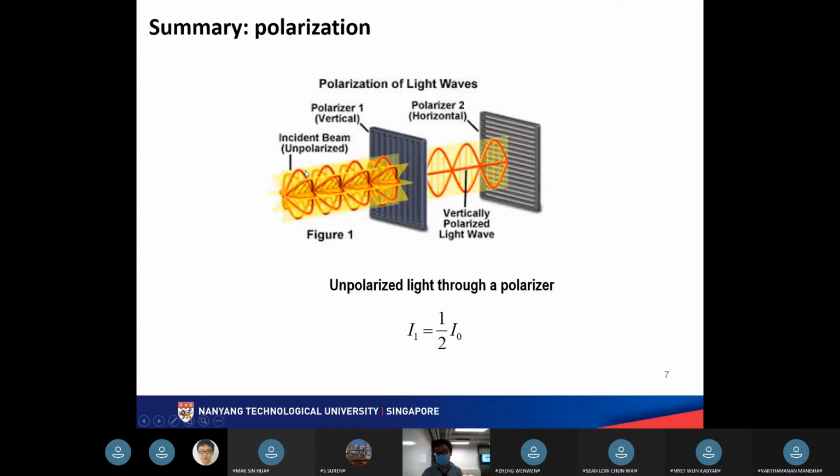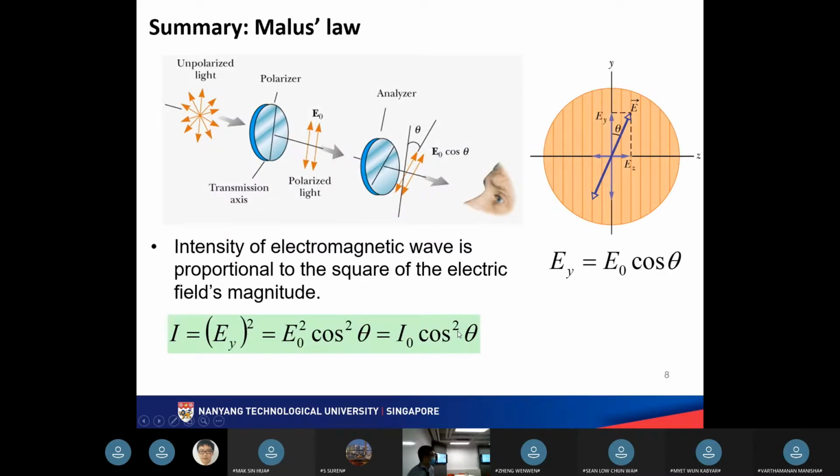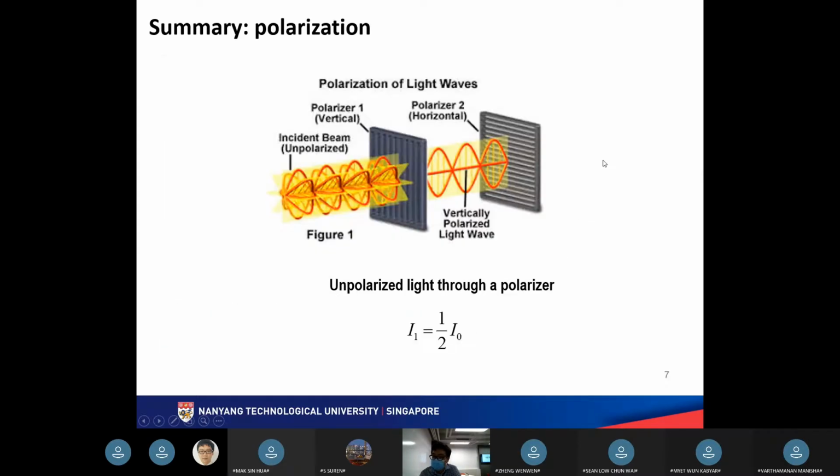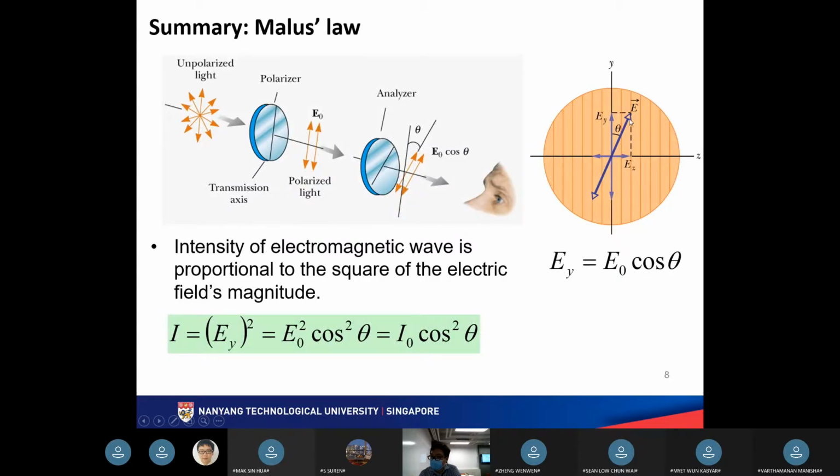But if the incident light is polarized, the intensity will not just decrease by 1/2, but decrease by cosine theta squared. This is what we call Malus's law. Theta here is the angle between the transmission axis, for example this vertical axis here, and the electric field. The transmission axis and the electric field form the angle theta, and then the light intensity will decrease by cosine theta squared.